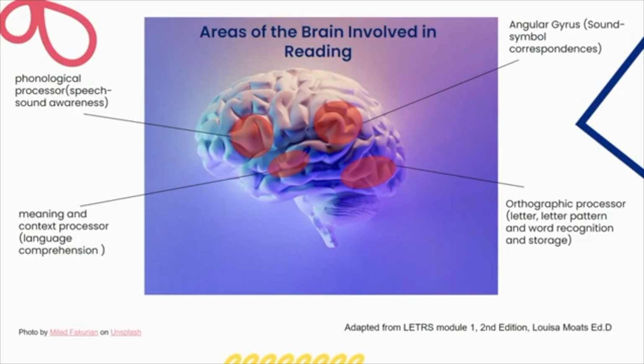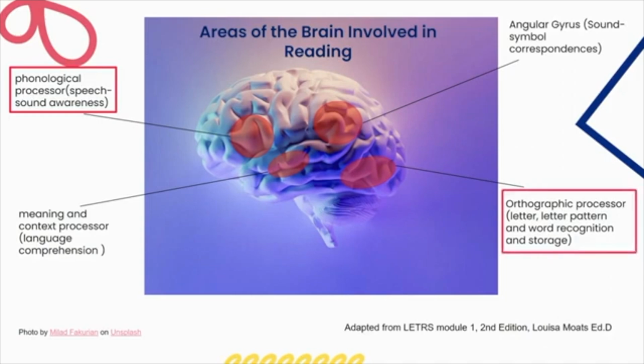Near the front of the brain, there is one area that is dedicated to speech-sound awareness, labeled the phonological processor. This part processes and breaks down spoken language into its smallest parts. Then there's the orthographic processor near the back of the brain image. This part is responsible for perceiving letters, letter patterns, and the forms of printed words.